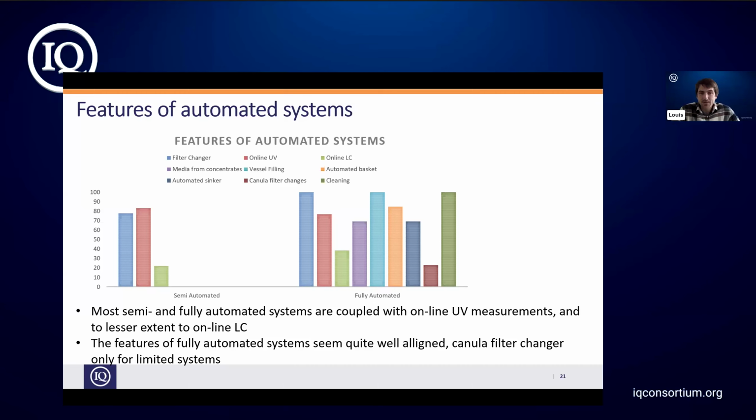And then the smallest bar you see there, what is it, brown, is actually the capability to do automated cannula filter changes. As Johanna also mentioned, this is less straightforward. We also see that a minor amount of the systems has this capability. So if that's something in your method you need, then either you won't be able to use all systems, or you might need to look into whether your cannula filter can stay in place for multiple runs without causing any other issues down the line.